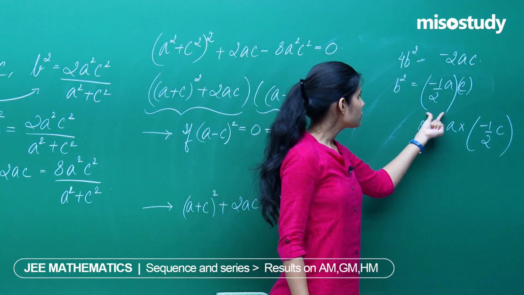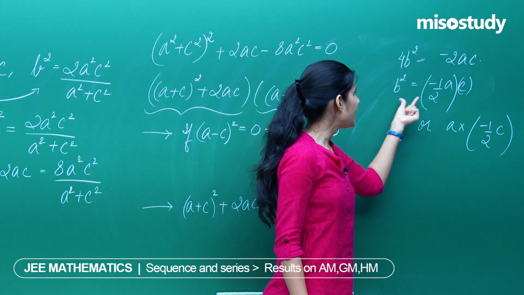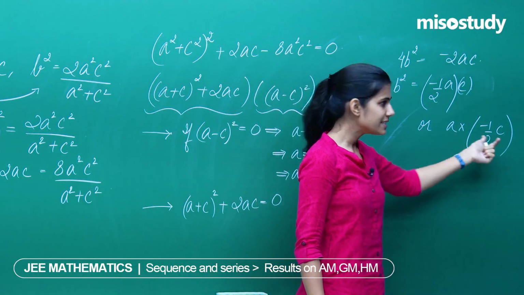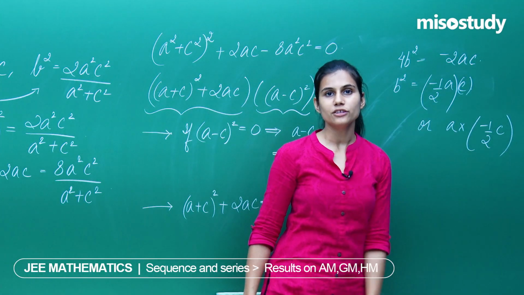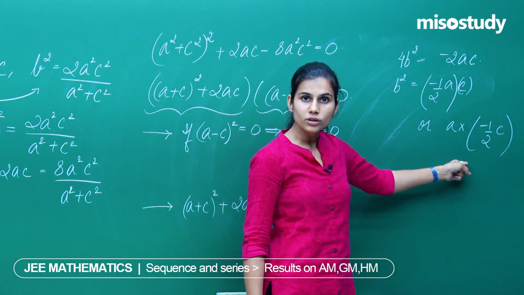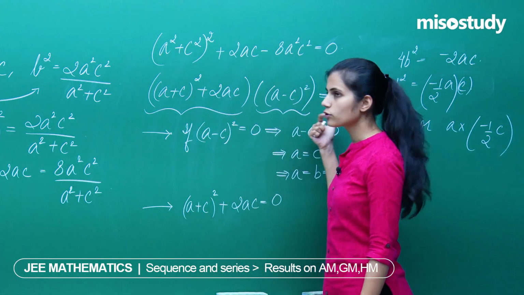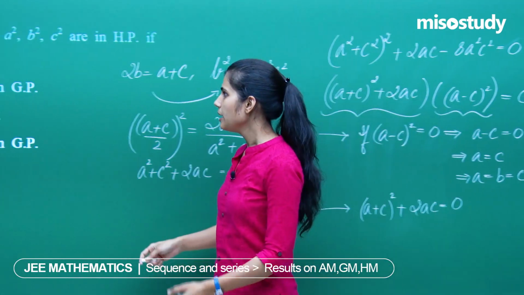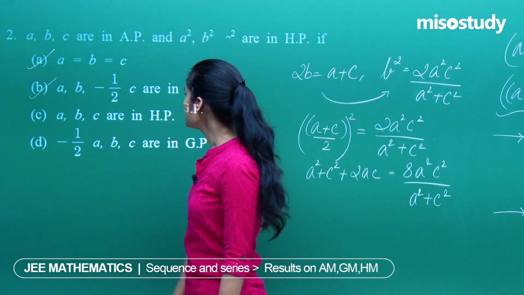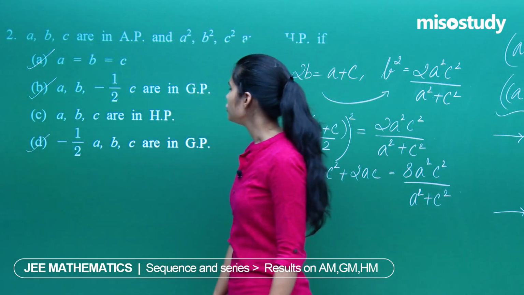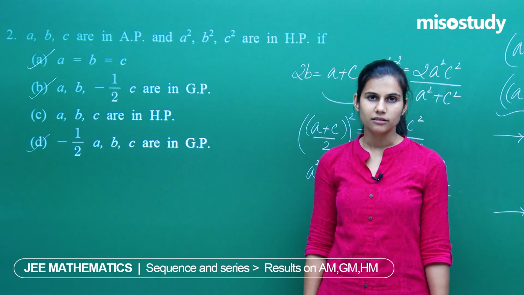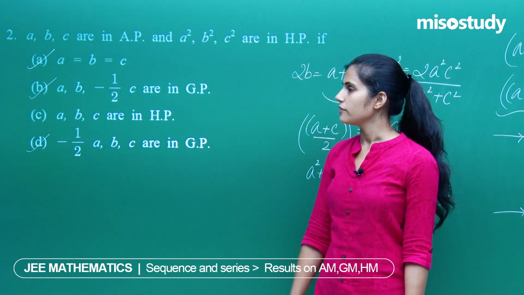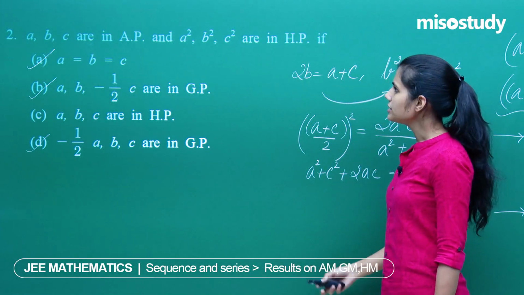b square equals minus 1 by 2a into c means minus 1 by 2a, b and c are in GP, and b square equals a into minus 1 by 2c means a, b and minus 1 by 2c are in GP. So either this holds or this holds. Even then in that situation this particular product will be 0, and hence both these facts of AP and HP are going to hold simultaneously. That means when a, b, c and minus half c and minus half a, b, c are in GP, these are the three very situations where a, b, c will be in AP and a square, b square, c square will be in HP.